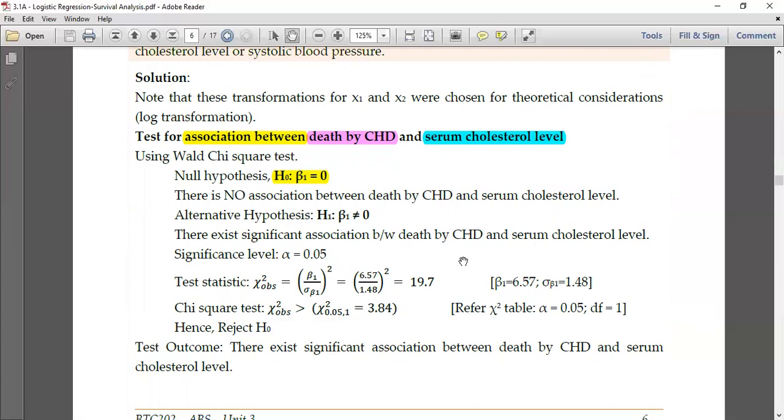Alright, so here we use the same method, but for beta 1 we say that beta 1 is 0. We compare for serum cholesterol level x1, pi of x versus x1. The calculated value is 19.7, the critical value 3.84. You say that x1 is significant since the calculated value is greater than the critical value.